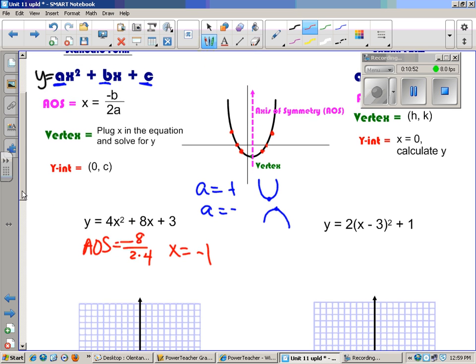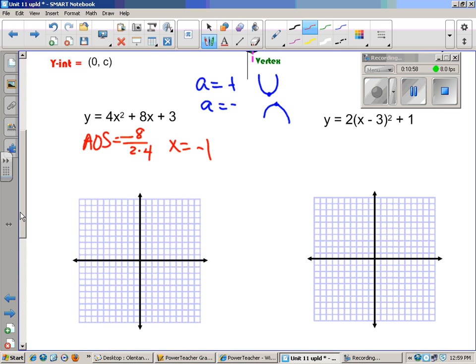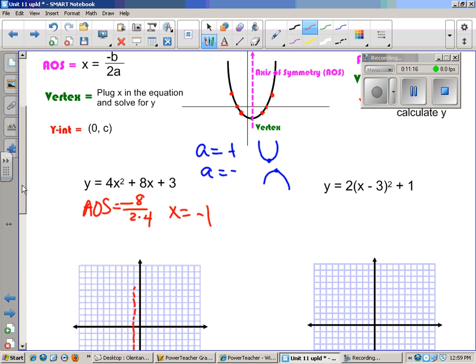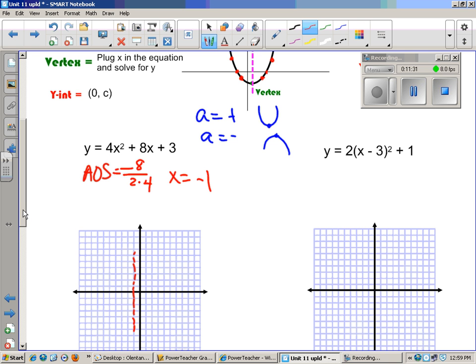So on my graph, let me go down here for a second. On my graph, I'm going to make a vertical line at negative 1. That's going to be my axis of symmetry. Okay, so I know my parabola is going to be exactly reflected across that line. All right? And is my parabola going to point up or down? Up. So I know a lot about it already. I know it's going to look like this. I know where the middle is. Now I just have to find the vertex. And if the vertex is on the axis of symmetry, what is going to be the x coordinate of the ordered pair?